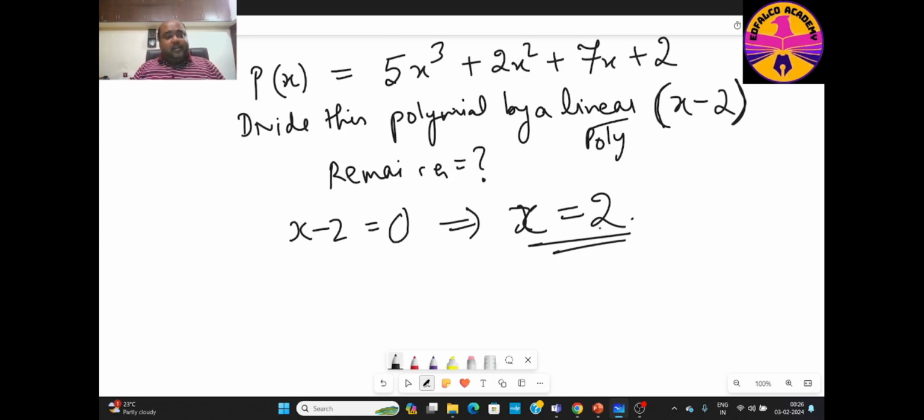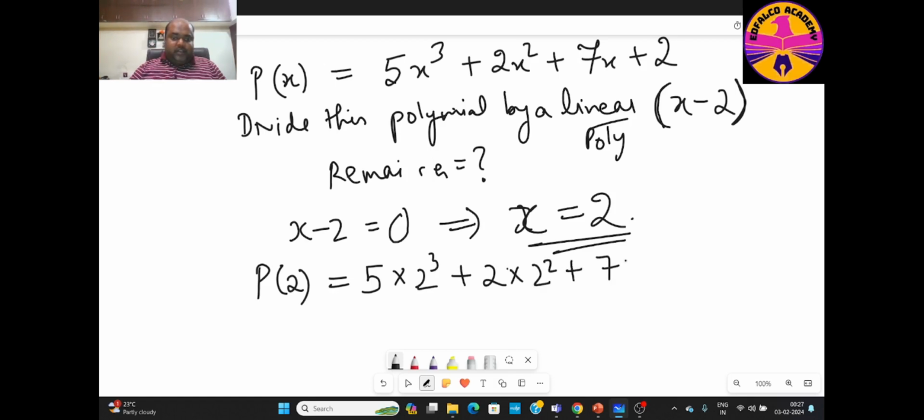Now the remainder, when this x minus 2 is dividing p of x, is nothing but p of 2. What is the meaning of p of 2? In the polynomial, we will substitute the value of x as 2. And how did we get that 2? By equating this x minus 2 to 0. So we got x should be 2. So now I'm going to replace the value of x with 2 in the polynomial p(x). So it will be 5 into 2 cube, because x cube is there, plus 2 into 2 square plus 7 into 2 plus 2. That will be the value of the polynomial at x is equal to 2.